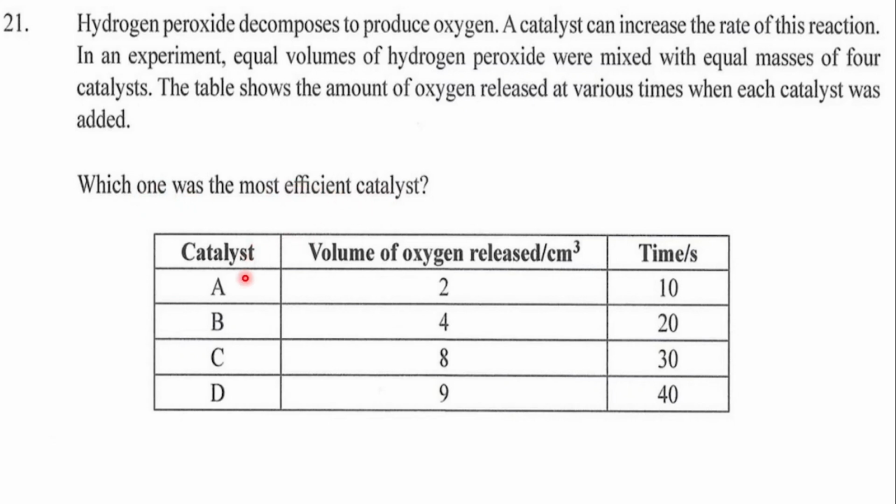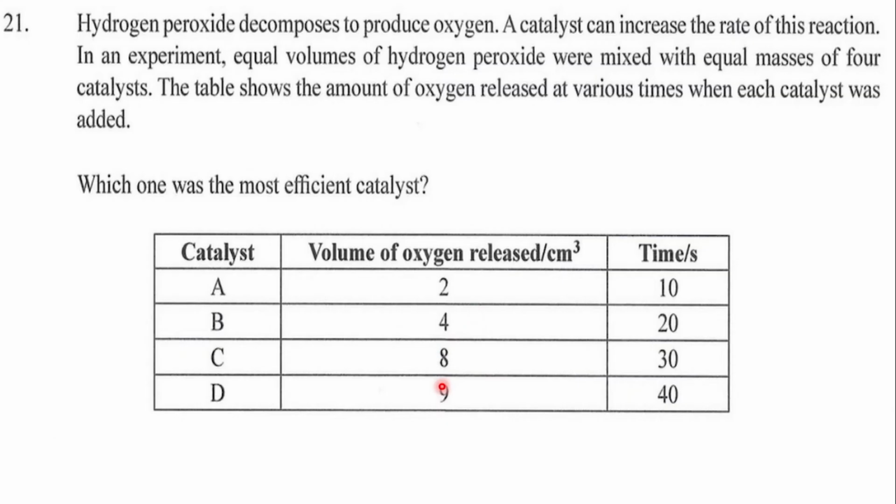We have the volume of oxygen released in centimeter cube, and we have the time. So we have 2 centimeter cube of oxygen released in 10 seconds, 4 centimeter cube in 20 seconds, 8 centimeter cube in 30 seconds, and 9 centimeter cube in 40 seconds. So in which one of these is the catalyst the most efficient?